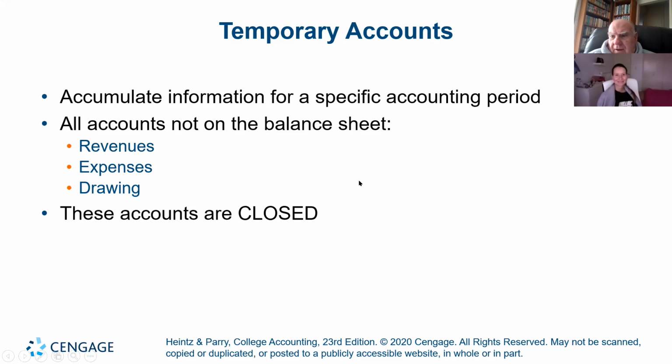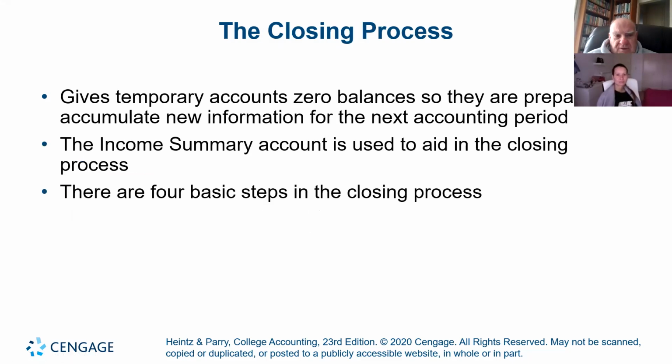Okay. Temporary accounts. We close them. And here's how we do it. Temporary accounts means the income statement: revenues, expenses, and drawing. We're going to give them a zero balance, and the next month comes along. If you look at rent expense, it'll be zero. If you look at salaries expense, it'll be zero at the beginning of the next month. And we're going to run these entries through an account.